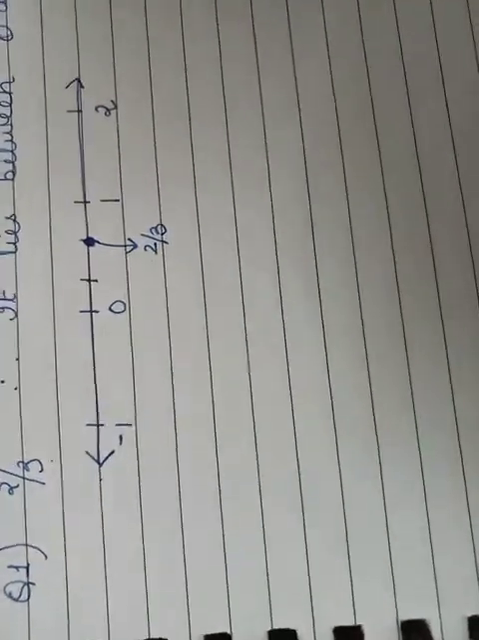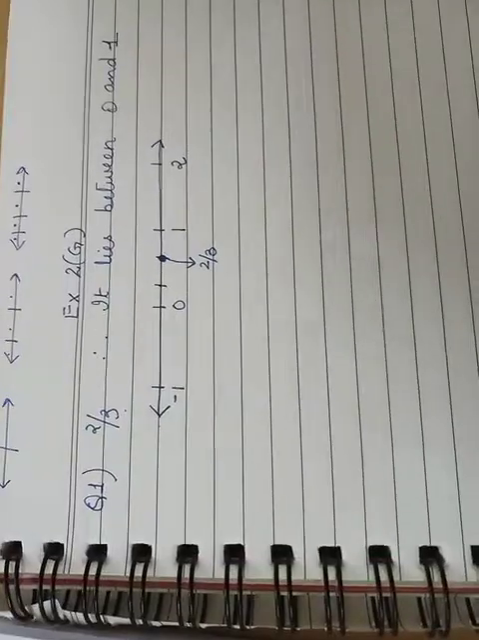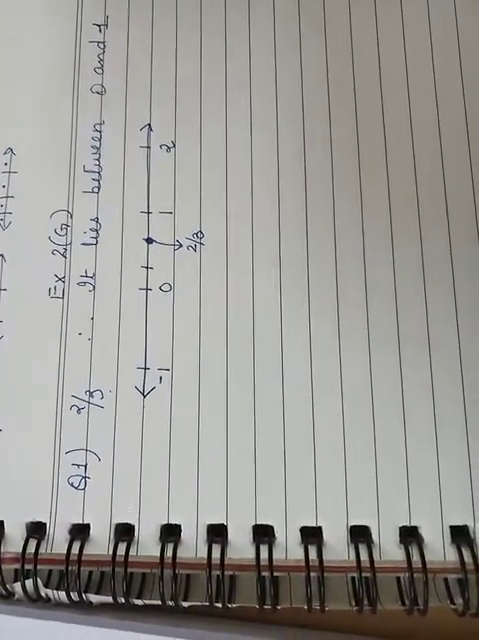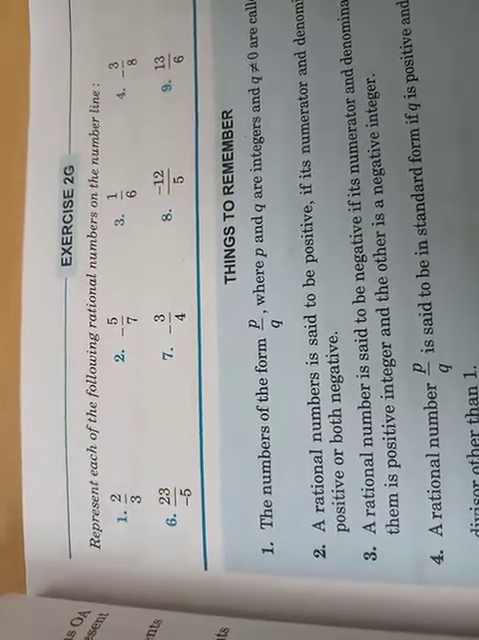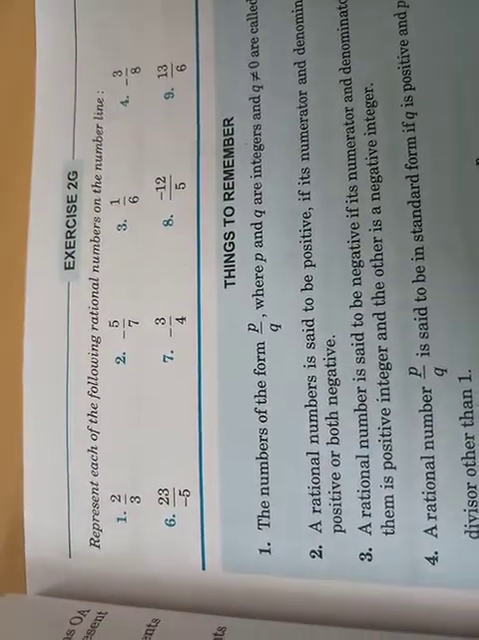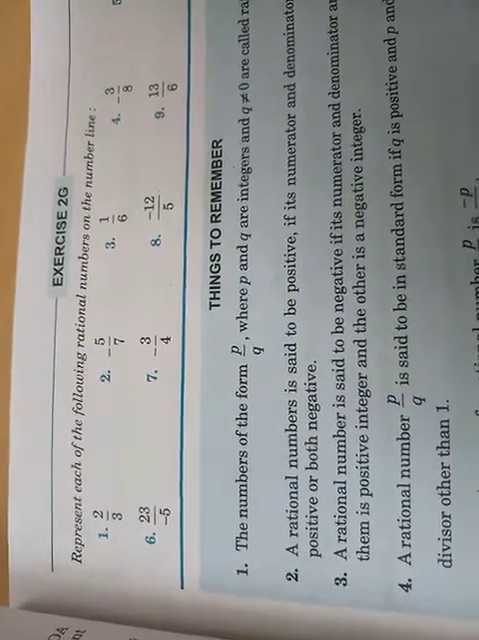Okay children, this way we mark it. You can use colors also to mark the points. Hope you have understood how to represent 2 by 3 on the number line. Then I proceed to the next question. The next question I am going to take is the 4th part, that is -3 by 8.